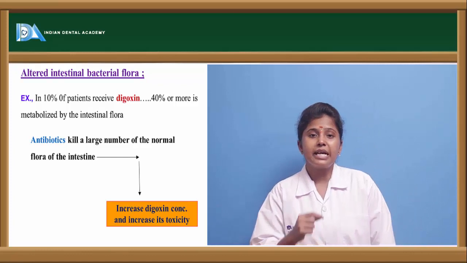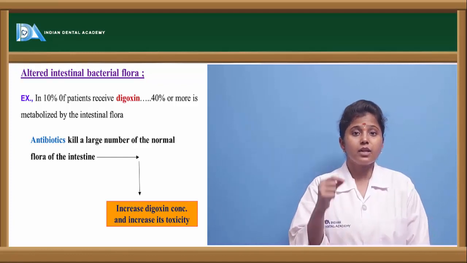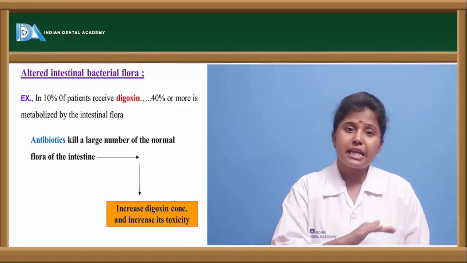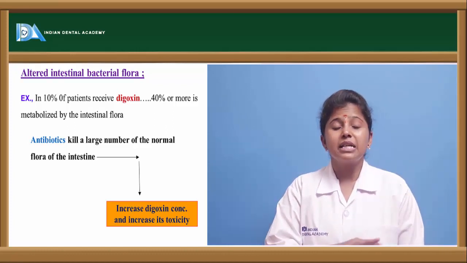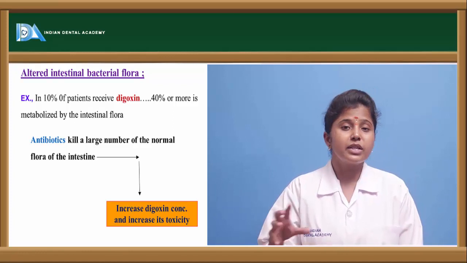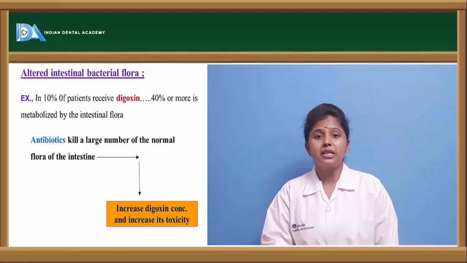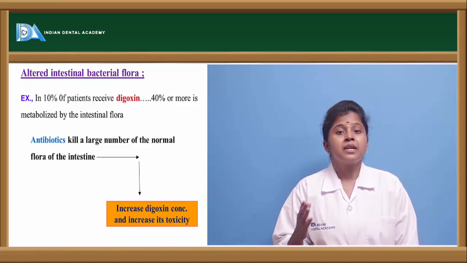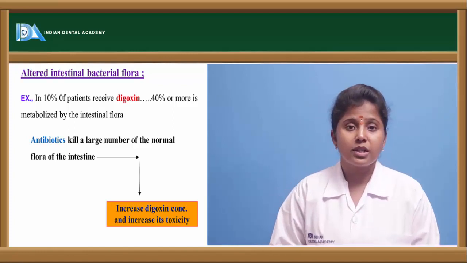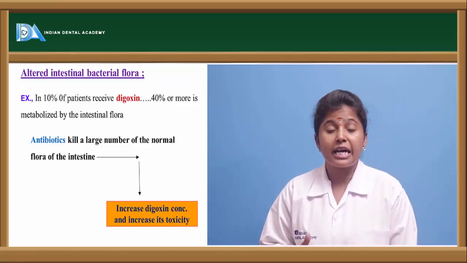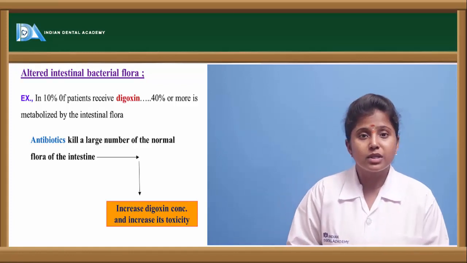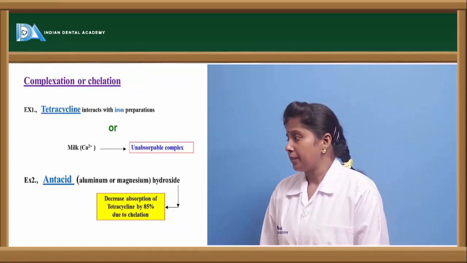If we take antibiotics with digoxin, these antibiotics kill the bacterial flora, and thereby the digoxin is not metabolized. If it is not metabolized, it remains in the circulatory system for a longer period of time. So that leads to the toxicity of digoxin, because digoxin is a narrow therapeutic index drug. If it exceeds its normal dose, then that leads to toxicity.